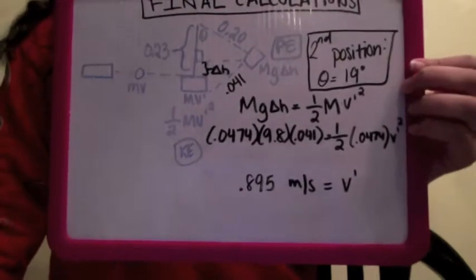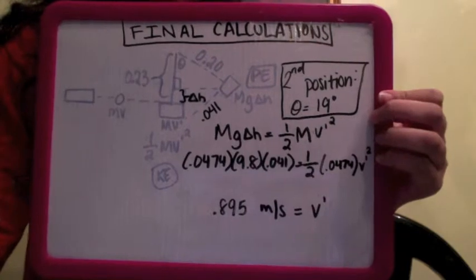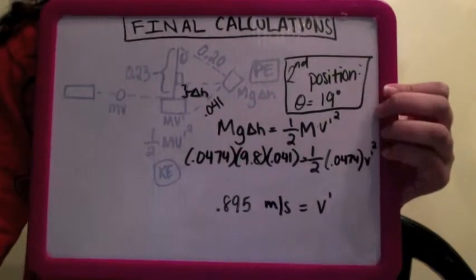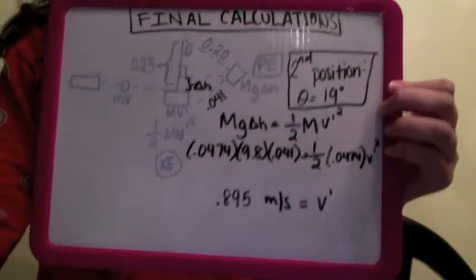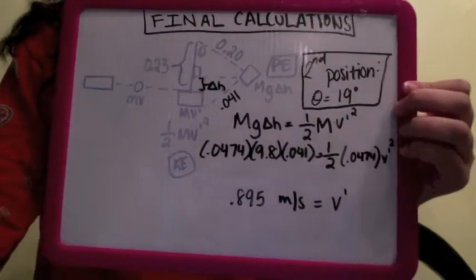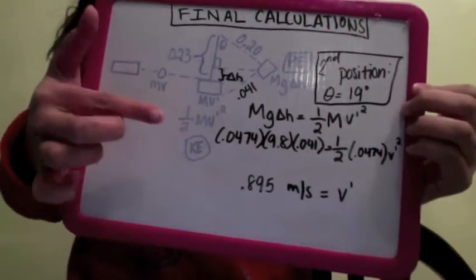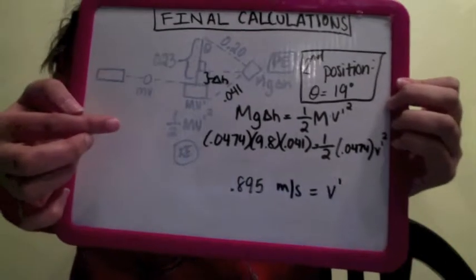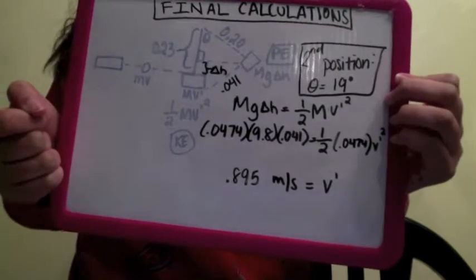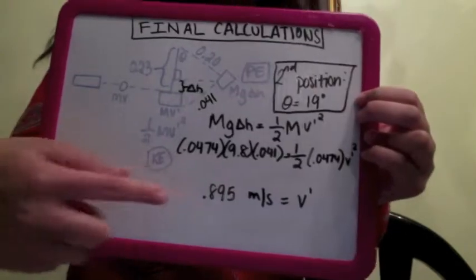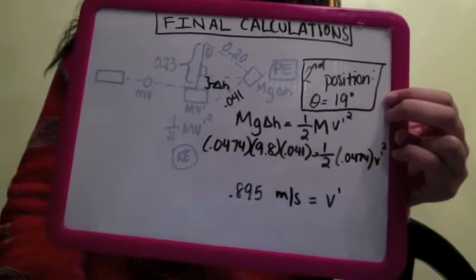We know that during the collision, the marble has kinetic energy. We also know that after swinging up to a stop, the kinetic energy is turned into gravitational potential energy. Therefore, we can set potential energy equal to kinetic energy. So the mass of the system times 9.8 times delta H equals 1/2 times the mass of the system times velocity prime squared. After plugging in these values, we find that V prime equals 0.895 meters per second.